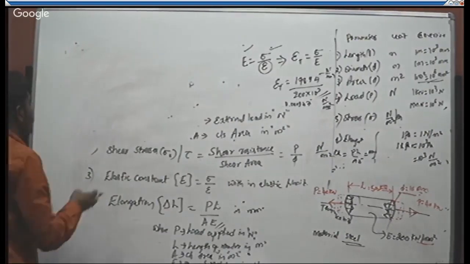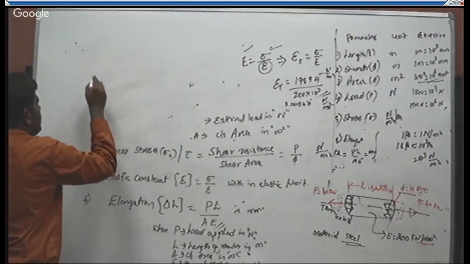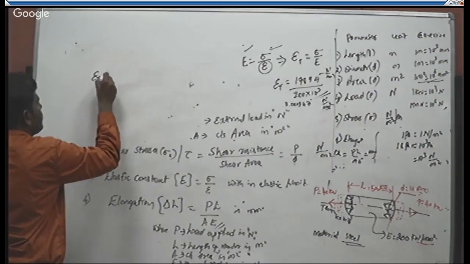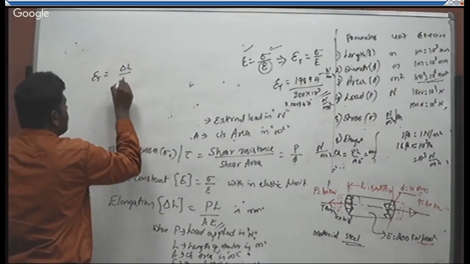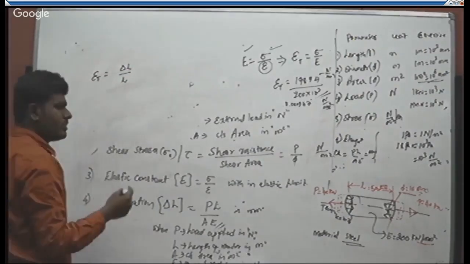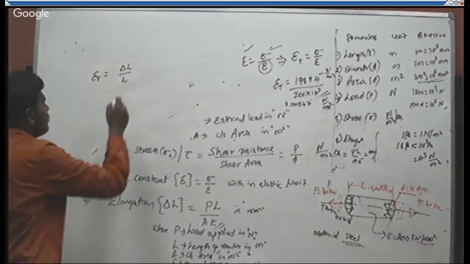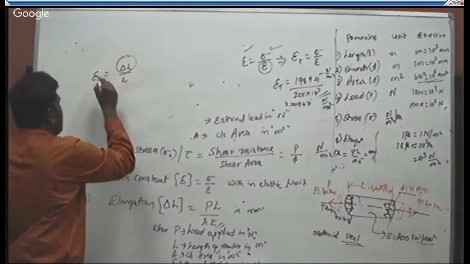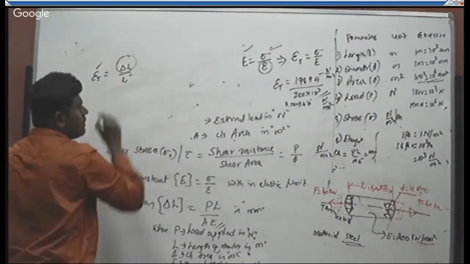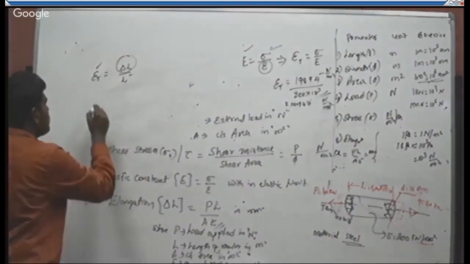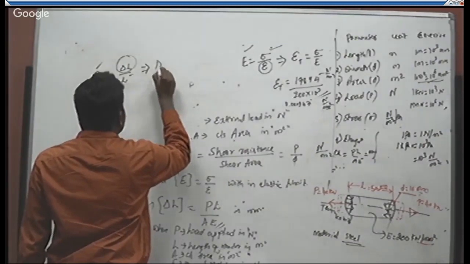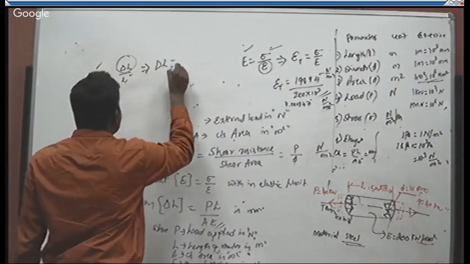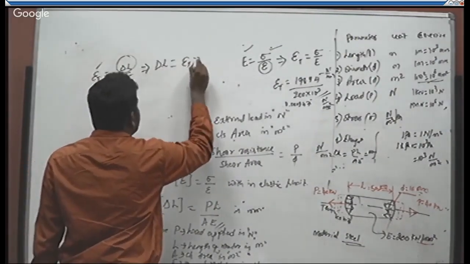So the definition of strain is given by the ratio of the change in length to the original length. We can use this expression also. So we have to calculate this change in length or elongation. We have the strain value and we have the original length of the rod. By rewriting this, the change in length or elongation is given by strain into length.